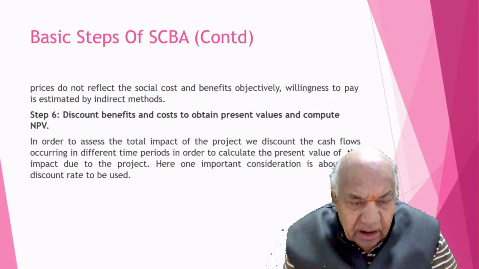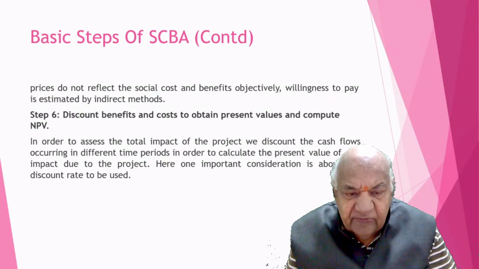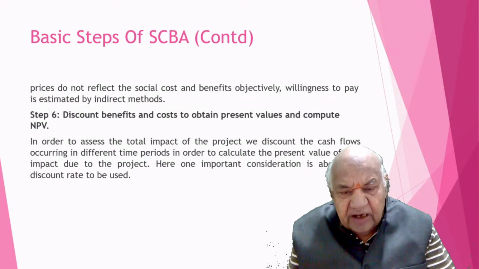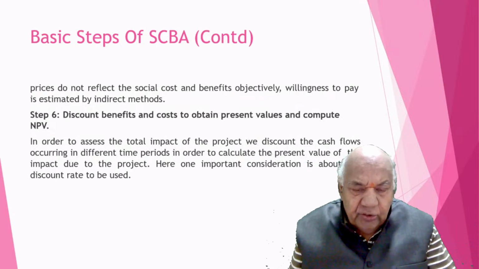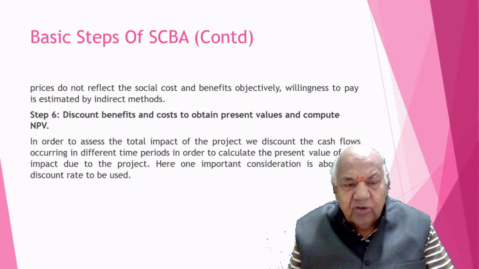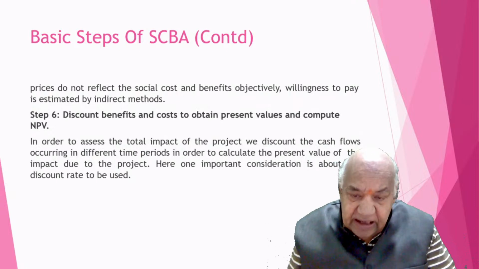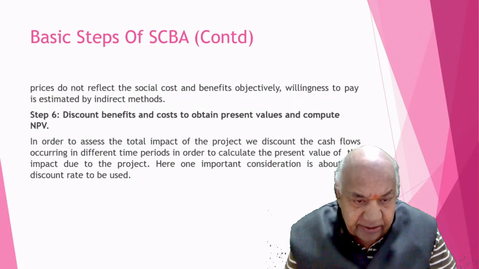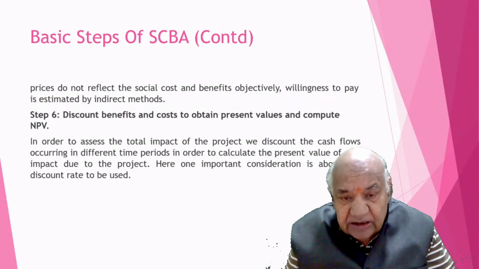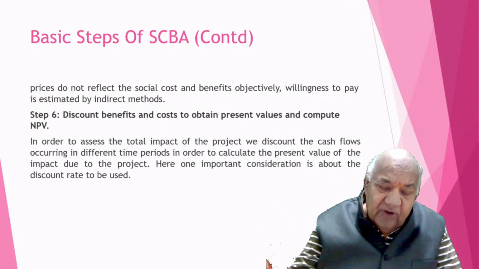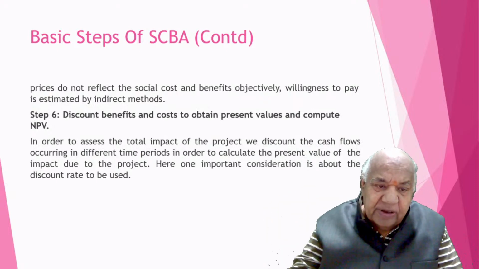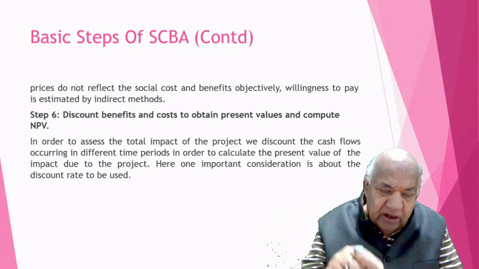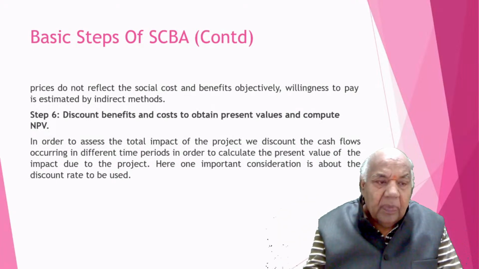For example, if rupees 100 is invested for 1 year at the rate of 10%, after 1 year it will become 110. After 2 years, it will become 121 at the 10% compound rate of interest. In other words, 110 after 1 year, the present value is 100. 121 after 2 years, the present value is 100, and so on.